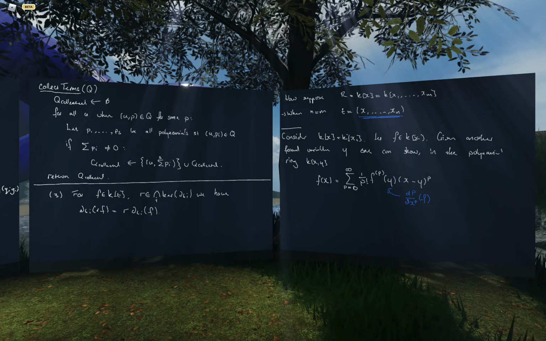Okay, and also notice that the stuff on the right hand side is a polynomial, right? Because eventually these partial derivatives are going to be 0. So one can show this, right?